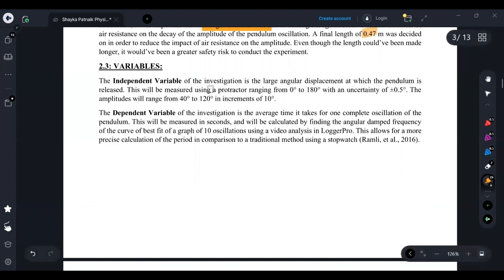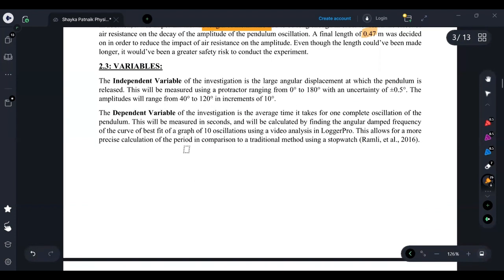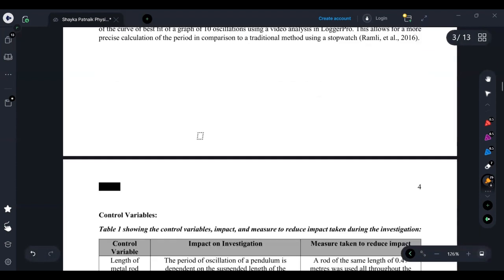So, for example, my independent variable in this investigation was the angles at which I would release the pendulum, and I started from 40 to 120 in increments of 10 degrees. The dependent variable of my investigation was the period of my pendulum, and the way I measured this was by using Logger Pro. So I would take a video of my pendulum oscillating and then feed it into the software and then model the oscillations and then calculate the average time it takes for one complete oscillation.